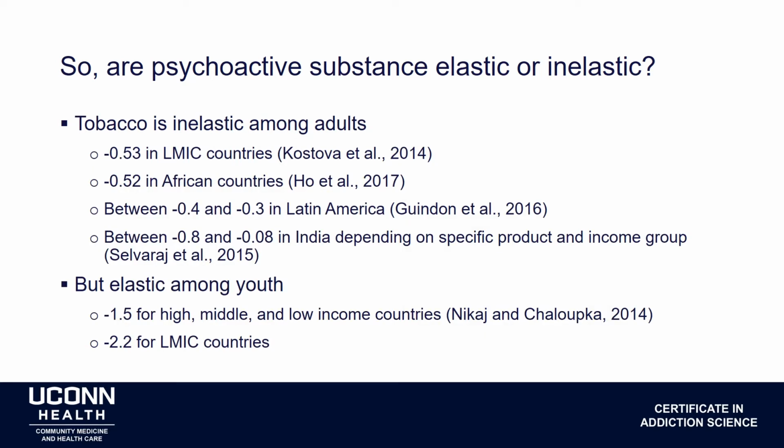Now, tobacco is a little bit more interesting, a little bit more complicated. Among adults, tobacco is pretty inelastic. It's about the same as alcohol. You see numbers of about 0.4, 0.5, up to 0.8 in some developing countries like India. India is a developing country, kind of a middle ground depending on what state, but I'll keep it in there. But among youth, tobacco is highly elastic. We have elasticities of negative 1.5 for multiple income countries. We have elasticities of negative 2.2, which is amazingly elastic, for low and middle income countries in another study. So for tobacco, it depends on what age population is being targeted.